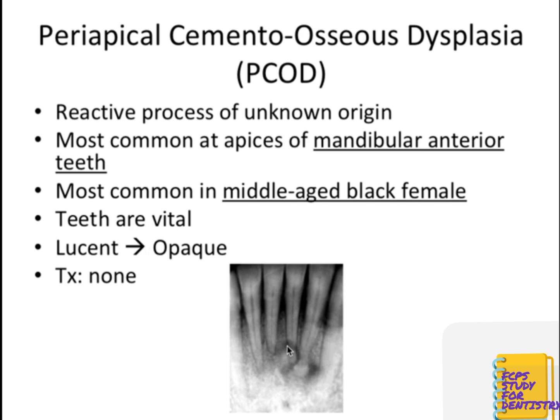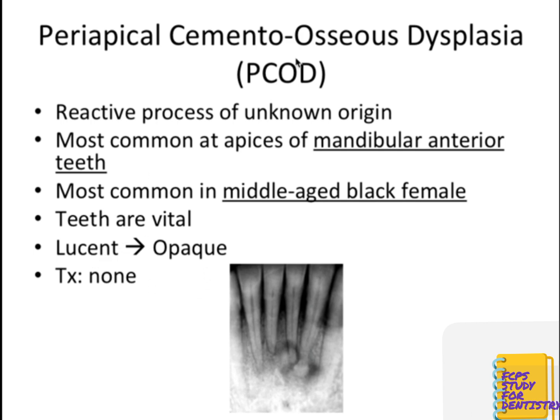Teeth here, even though they may look like the pulps are necrotic, because why are there these lesions centered around the apex? You'd think it's some sort of infection, but this is actually, again, a reactive process of unknown origin, and the teeth, if you were to test them, are actually vital. So that's a really important fact to know to differentiate something that may look like an endodontic or periodontal infection, and it's actually just PCOD that looks like it could be something a lot worse.